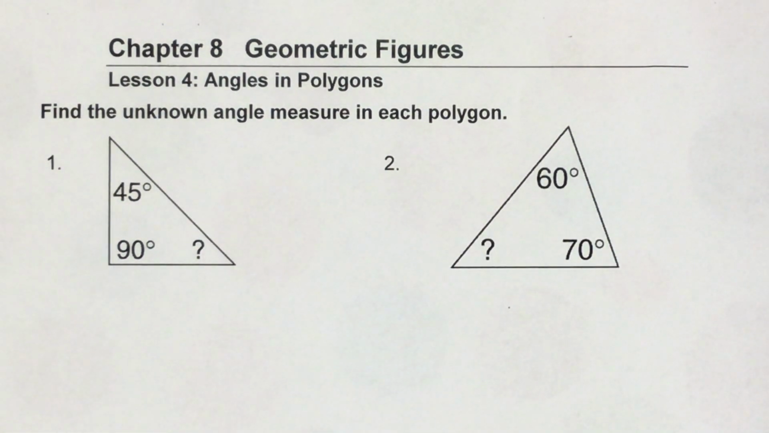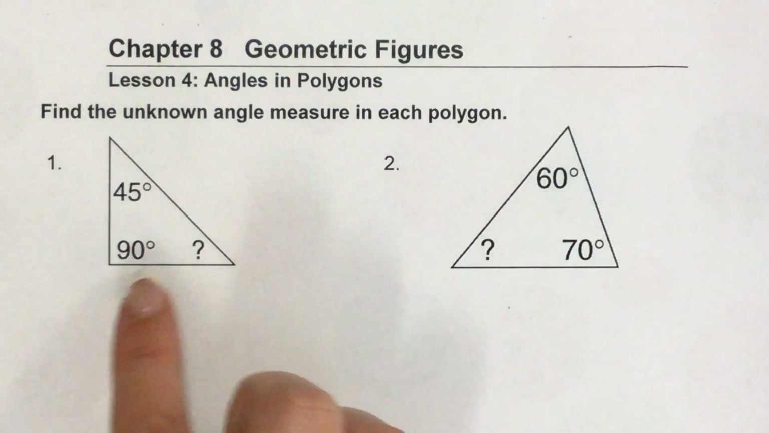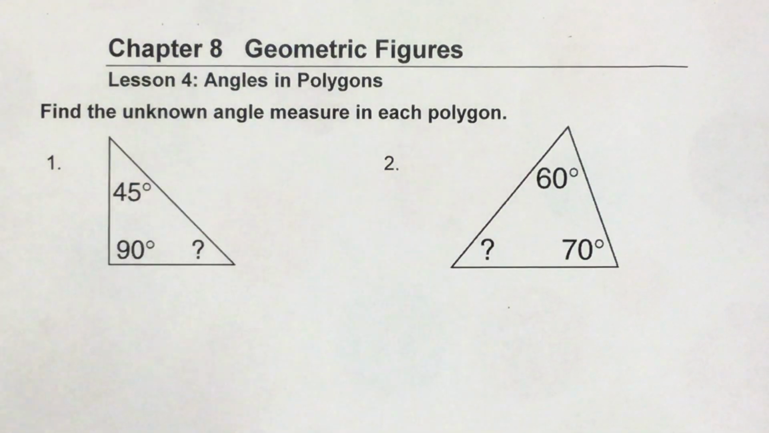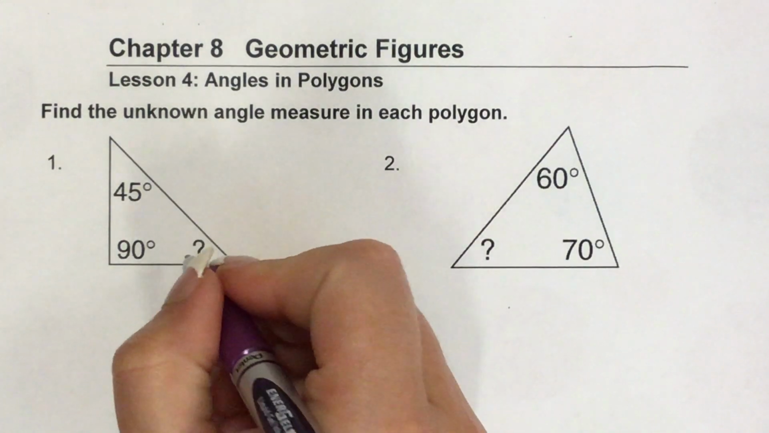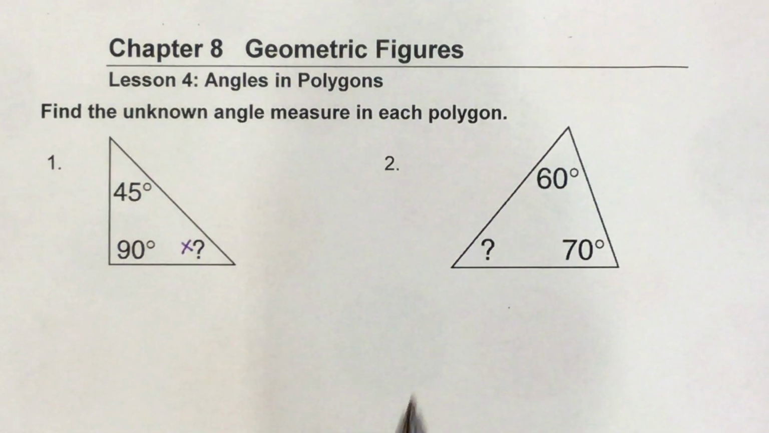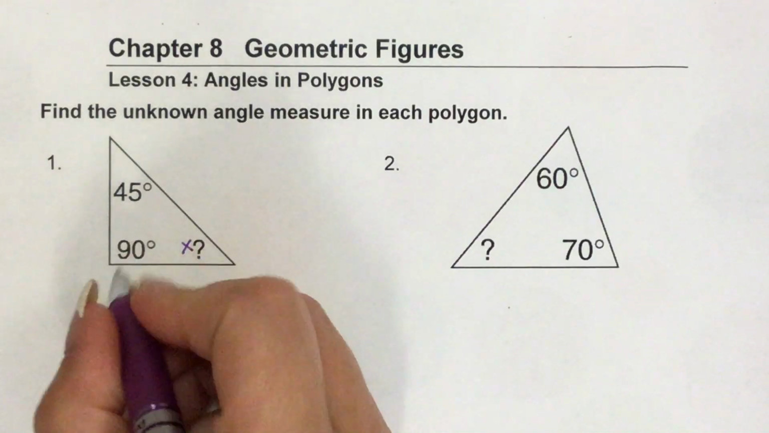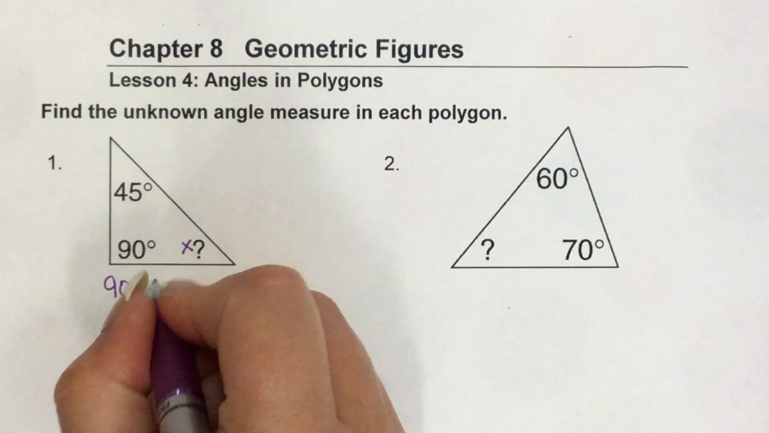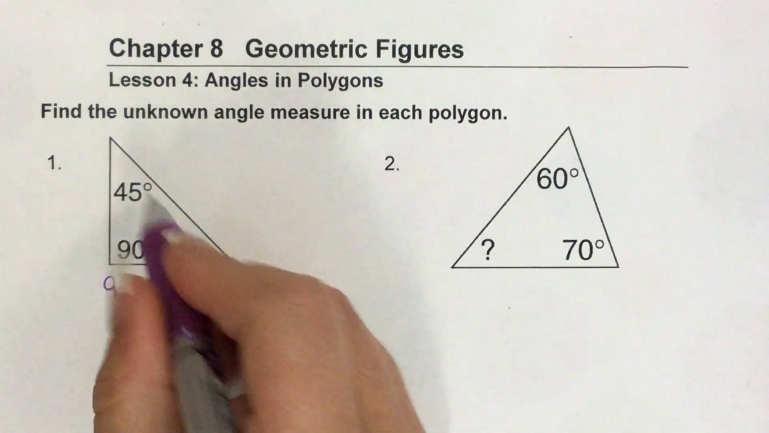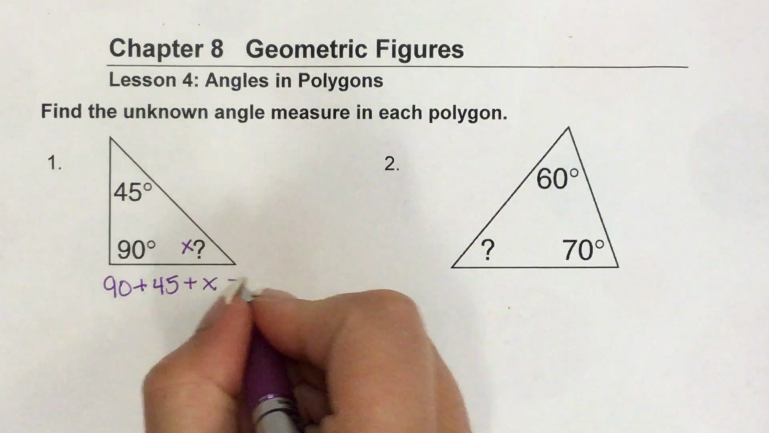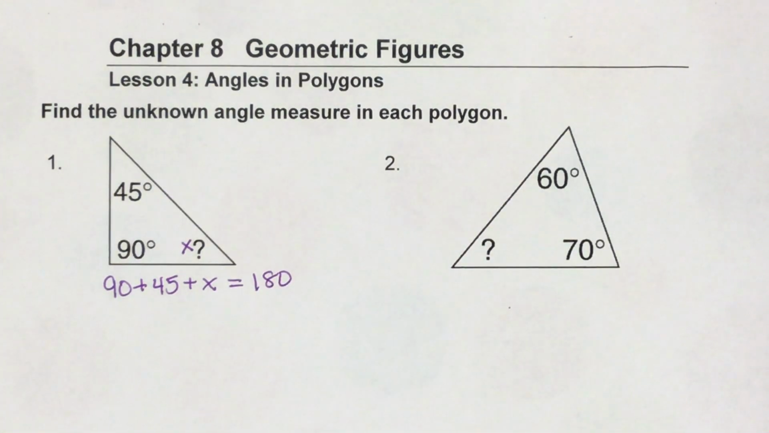For problem number 1, we know that all of the angles in a triangle add up to 180 degrees. So we're going to go ahead and write our equation. We don't know this value right here, so we're just going to call that x. Let's set up our equation. We're going to have 90 plus 45 plus x. All of these angles, if you add them together, equal 180 degrees.